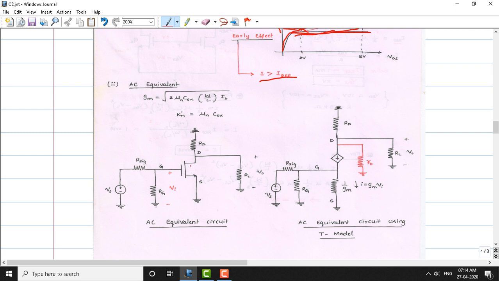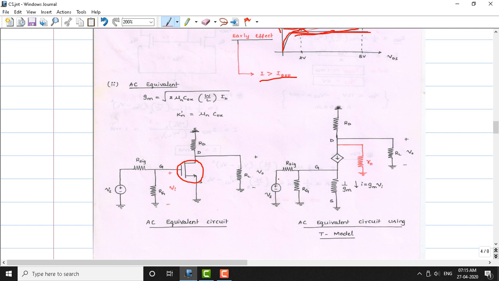Now here, to go further, we are going to replace this MOSFET with a T model. Okay, so you can see here the MOSFET replaced with its T model. The T model we have discussed in module 1. The students can refer to my videos uploaded on my channel to understand the T model. However, here the T model is used in analyzing the AC equivalent circuit of the common source amplifier.